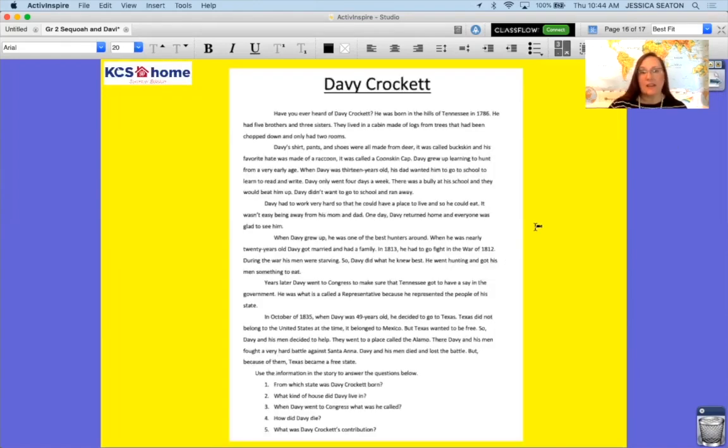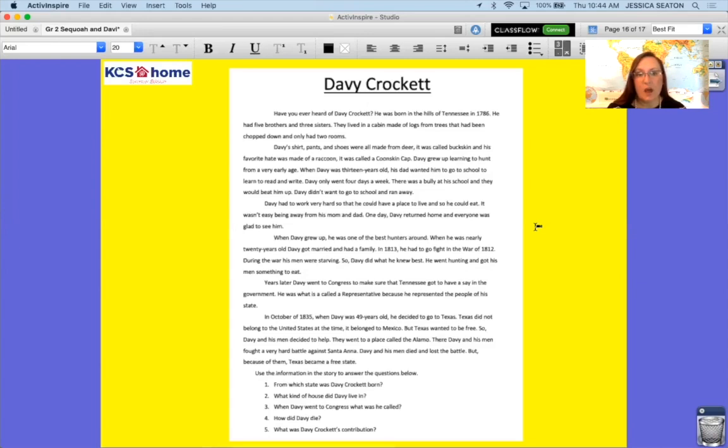Now, let's talk about Davy Crockett. Your task for Davy Crockett is we're going to read a passage and then use the information to answer the questions. Have you ever heard of Davy Crockett? He was born in the hills of Tennessee in 1786. He had 5 brothers and 3 sisters. They lived in a cabin made of logs from trees that had been chopped down and only had 2 rooms. Davy's shirt, pants, and shoes were all made from deer. It was called buckskin, and his favorite hat was made of a raccoon. It was called a coonskin cap.